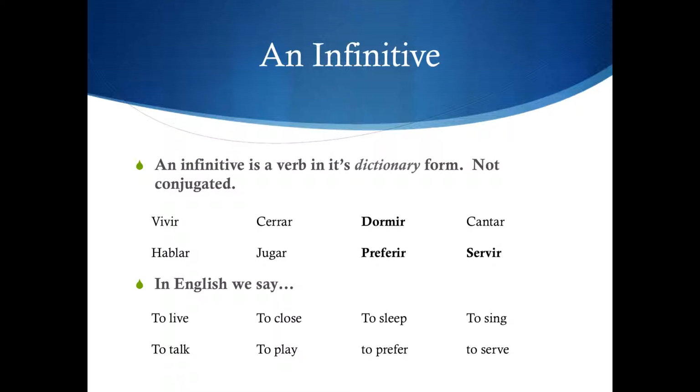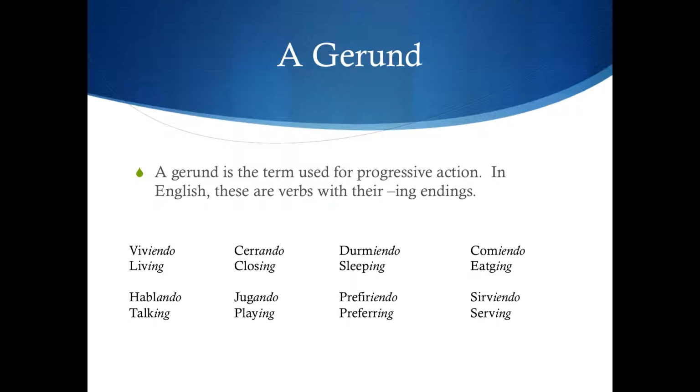In English we say to live, to close, to sleep, to sing, to talk, to play, to prefer, and to preserve. A gerund is the term used for progressive action. In English, these are verbs with their ing endings. Viviendo, cerrando, durmiendo, comiendo, hablando, jugando, prefiriendo, sirviendo.